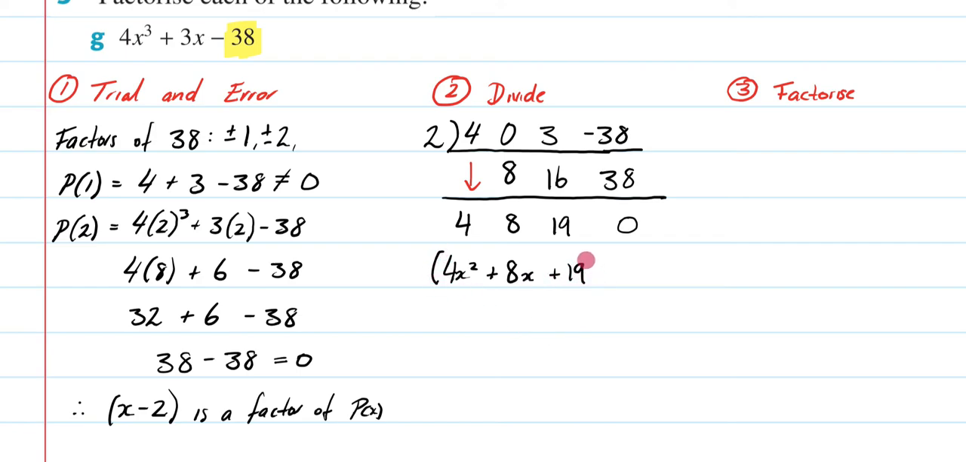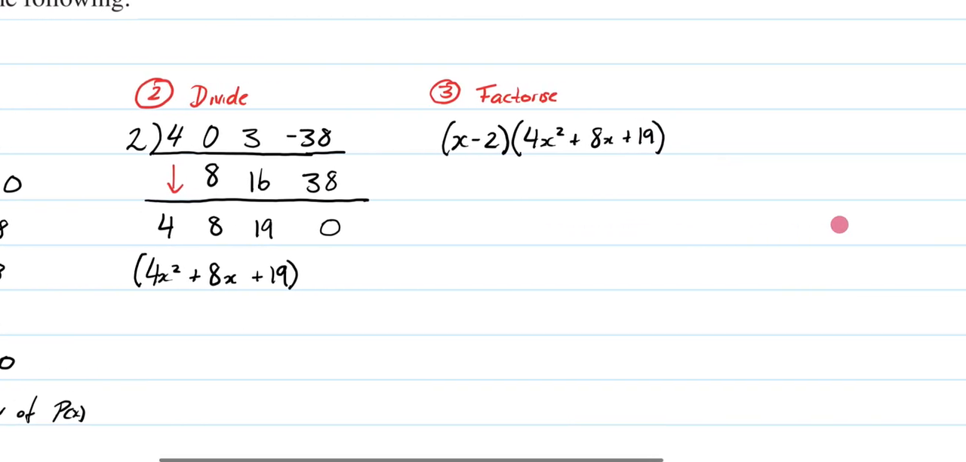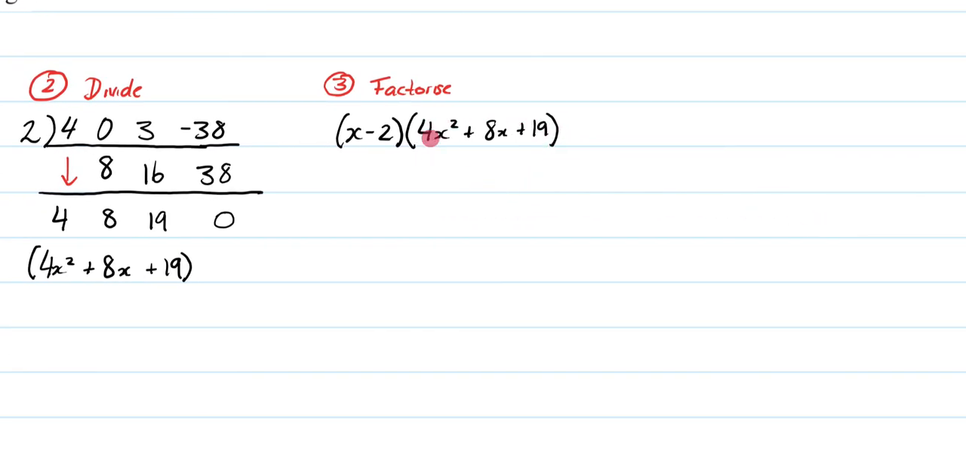Now, what we can do is say this multiplied by this is going to be my nearly end, or will it be the end? Let us see. 4x squared plus 8x plus 19. Now, this is going to be my final answer if I can't factorize this anymore.